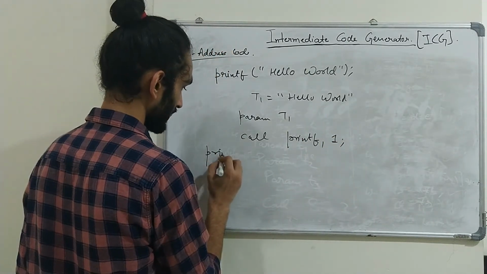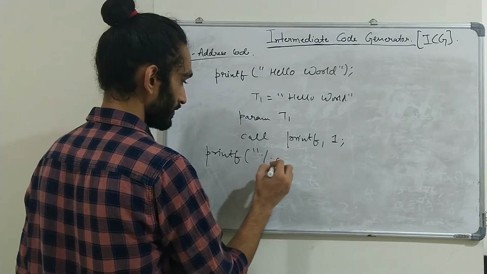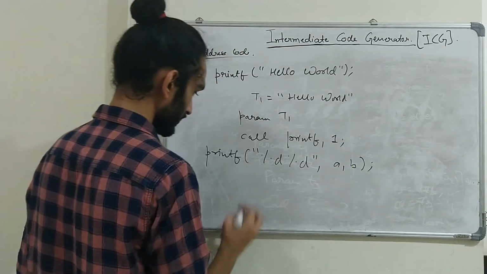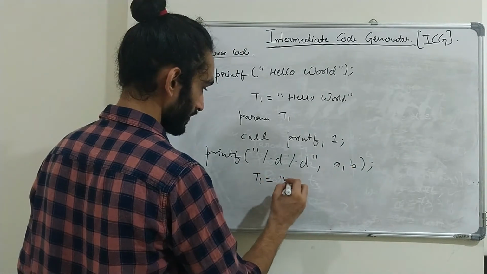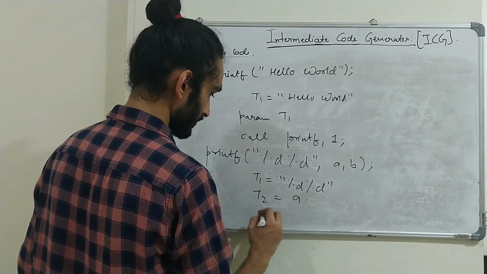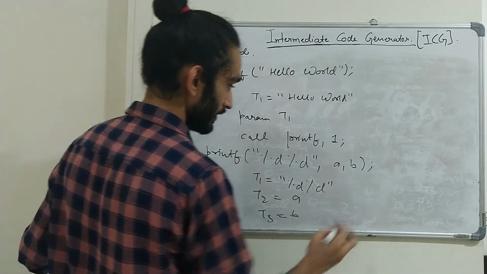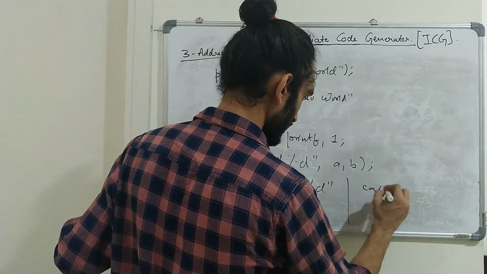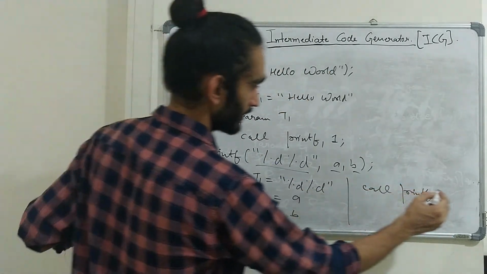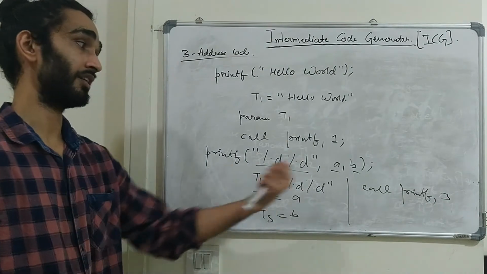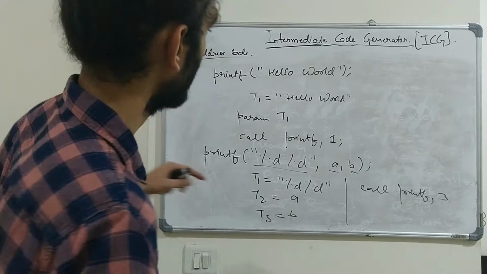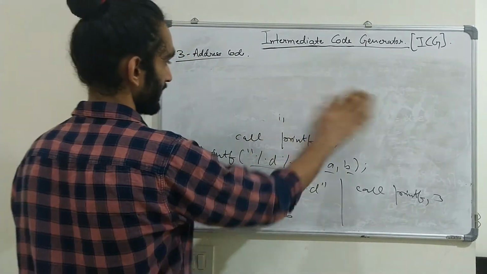Suppose in the case if I'm writing printf a comma b, right? So this is going to be T1, this is going to be T2, this is going to be T3, and here what I'm going to do is call printf. How many parameters are there? 1, 2, 3. So this is how your printf function actually works, right? Okay, so this is how we write 3 address codes for our parameters.